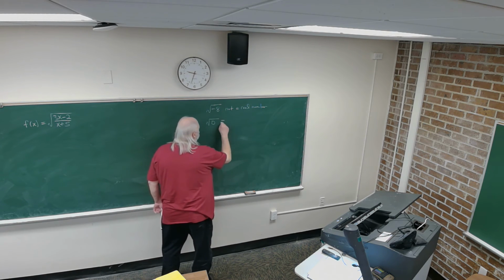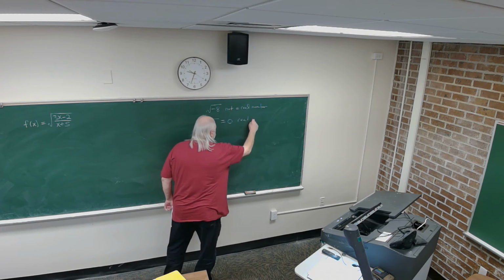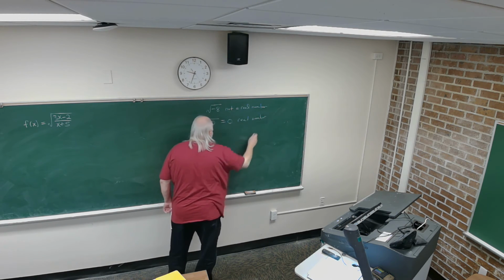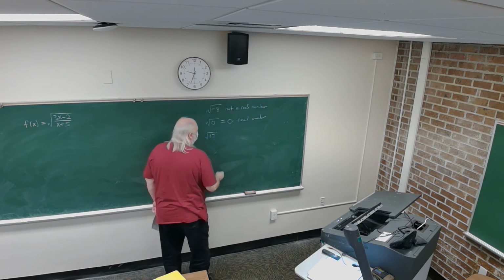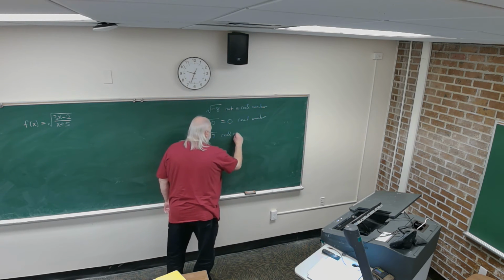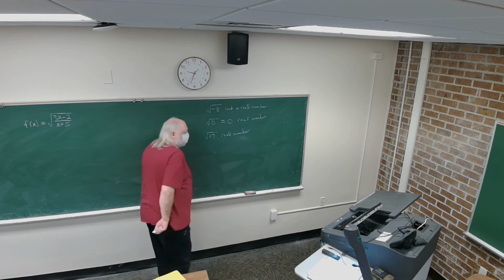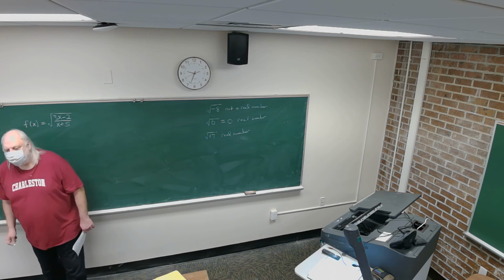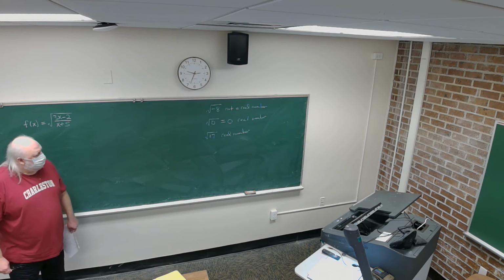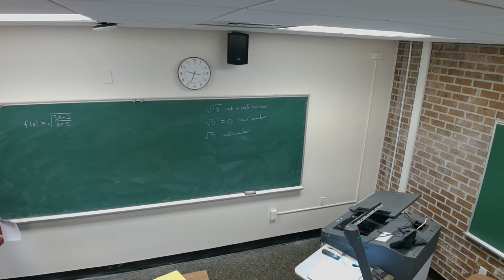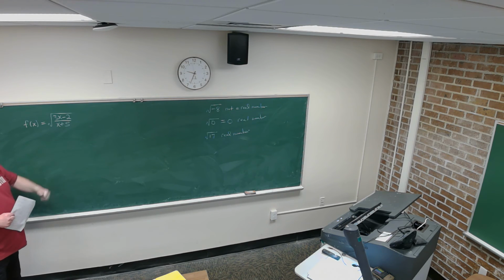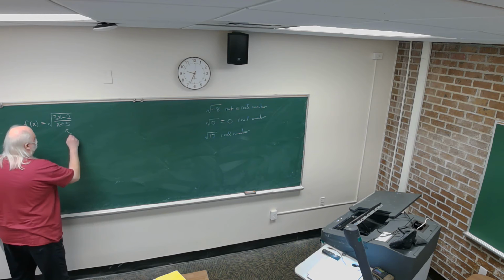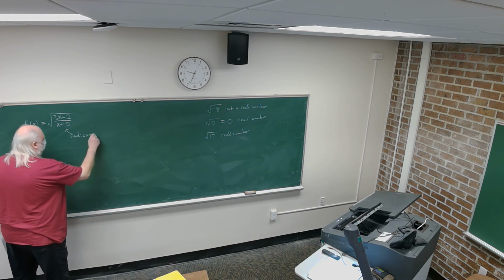Square root of 0 is equal to 0. 0 is a real number. And square root of 17, 17 is a positive number. The square root of any positive number is a real number, right? So square root of 0, square root of any positive number is a real number, okay? So we have to concern ourselves with values of x that make what's under the radical here. This is called the radicand. What's under the radical is called the radicand.